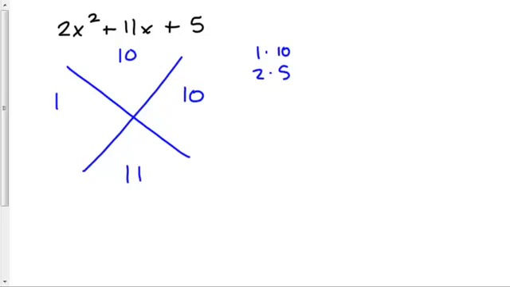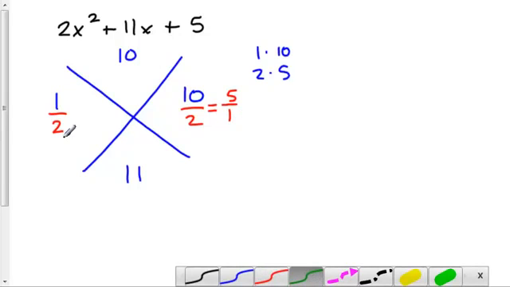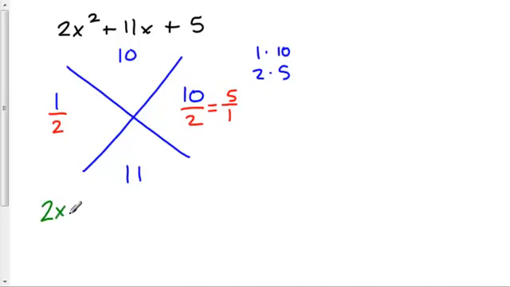But in this case we have our value for a is 2. So we want to make sure that we simplify these fractions. 1 over 2 is simplified, but this can be simplified to 5 over 1. And now we can go ahead and write them based on our bottoms up. So 2x plus 1 times x plus 5. And those will be our values then for our factors for this polynomial.